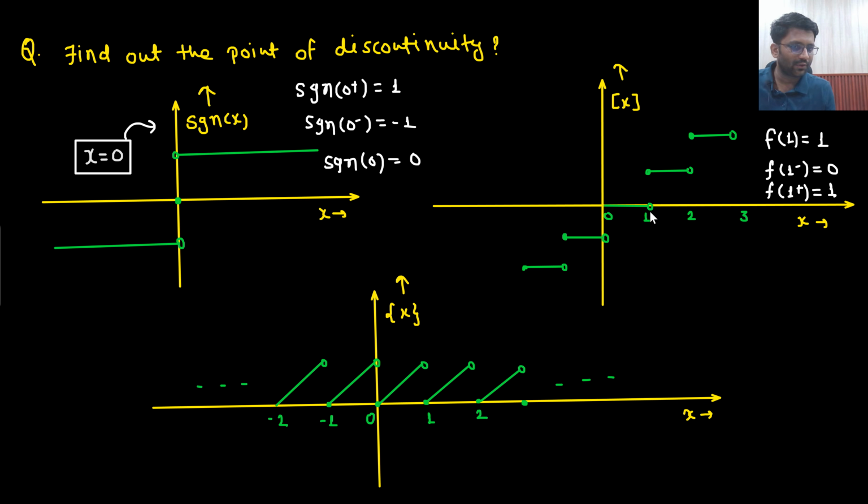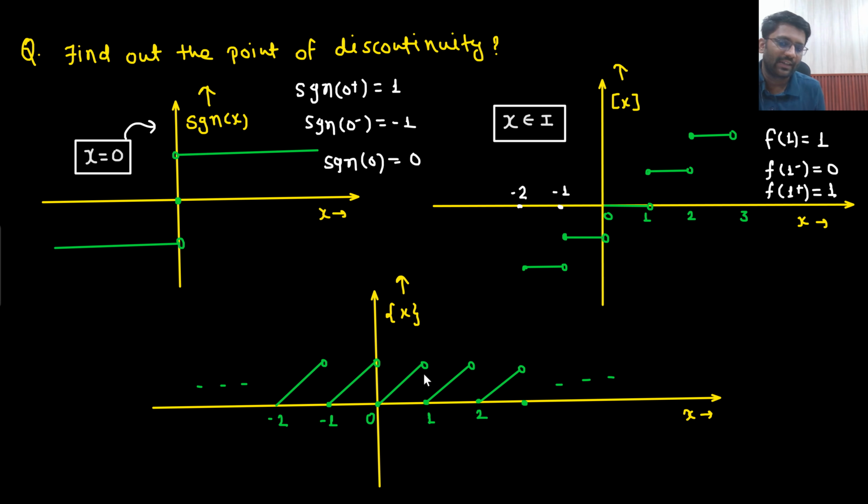That means at x equals to 1 it is discontinuous, at x equals to 2 it is discontinuous, at x equals to 3 it is discontinuous, at x equals to -1 as well, at x equals to 0 as well, at x equals to -2 as well. That means it is discontinuous for all x belonging to integers. And what about this guy? This is your fractional part of x.